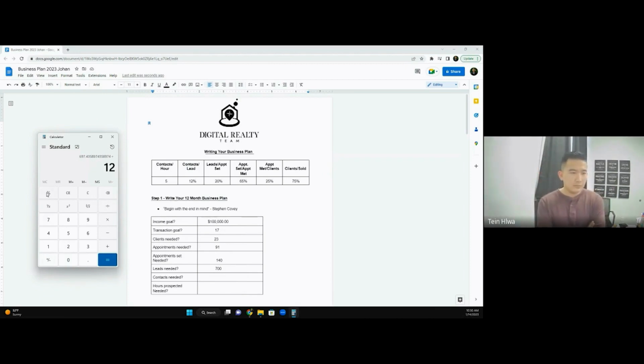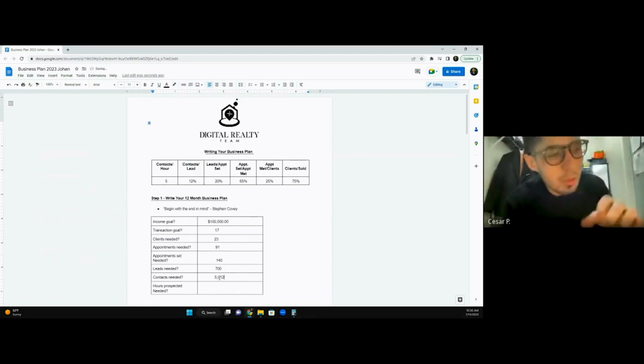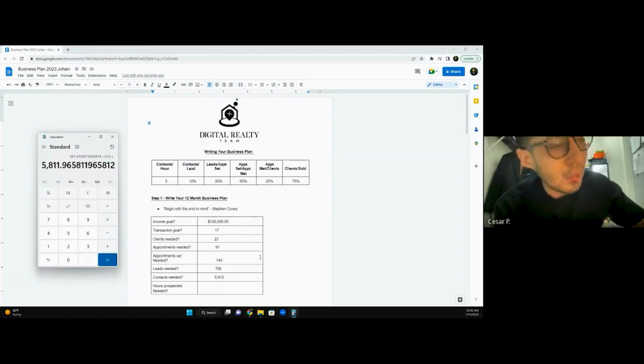12% sign. So that means you need about 5,812 contacts for the year. Damn. Yo, can we rewind just a little bit, please? Yep. So, appointments set needed.